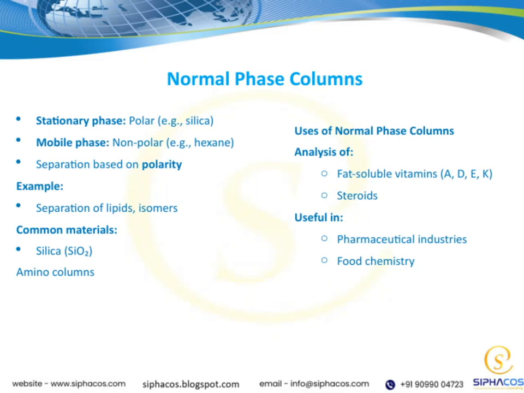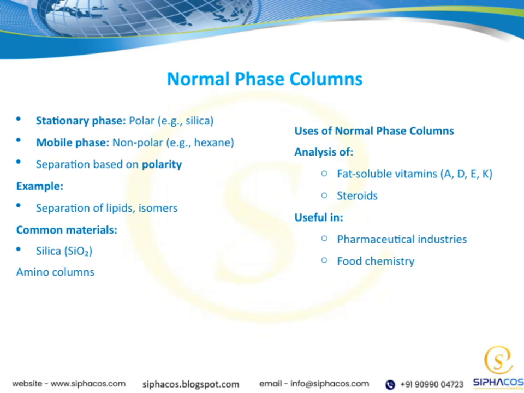Let's take a closer look at the uses of normal phase columns. These are particularly useful for analyzing fat-soluble vitamins like D, E, and K, as well as steroids. You'll notice that they find applications in both the pharmaceutical industries and food chemistry, which highlights their versatility. In terms of how they work, the stationary phase in normal phase chromatography is polar, such as silica, while the mobile phase is nonpolar, like hexane. This setup allows separation based primarily on polarity differences. For example, it's especially effective in separating lipids and isomers.